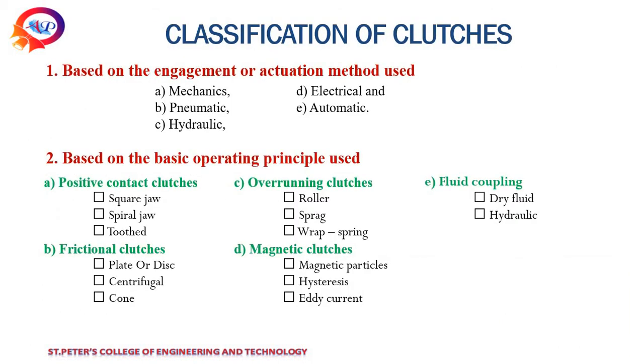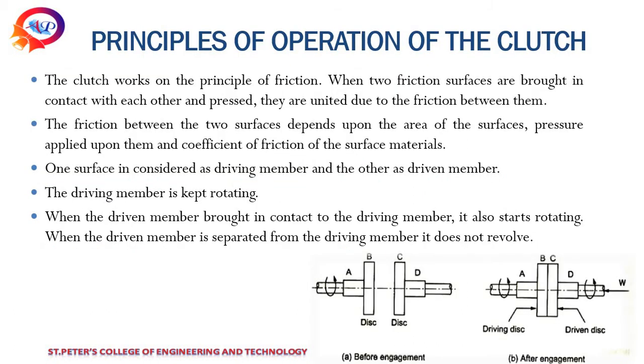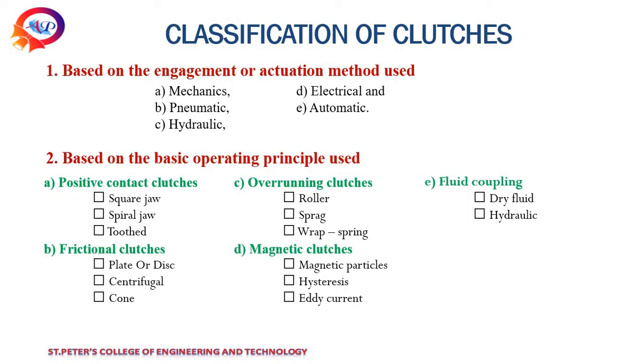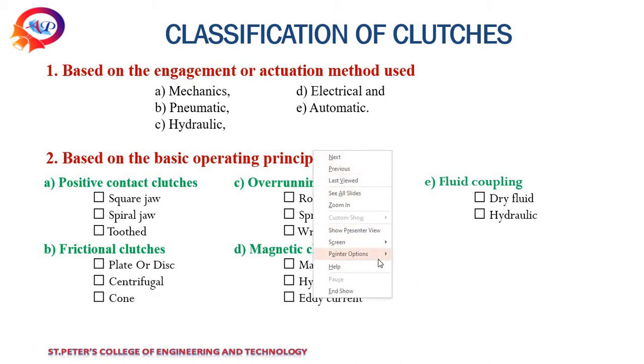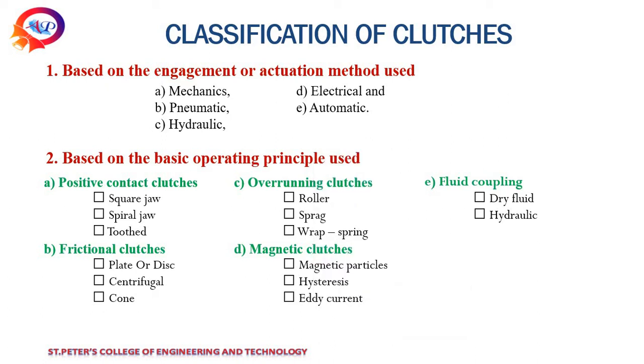These are the classifications of clutches, mainly based on two things: the principle of operation and the actuation method. Actuation method is how we apply this W force, for example by pedaling. These can be mechanical, pneumatic, hydraulic, electrical or automatic operation. Based on position and contact, there are screw, jaw, spiral and tooth types. In our syllabus we will mainly discuss frictional clutches, that is plate clutches, centrifugal clutches and cone clutches. These three are your syllabus. So these are the types of clutches.